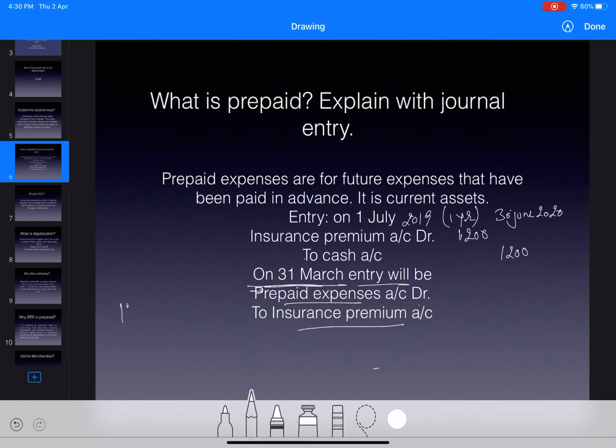See, we have paid 1200 rupees for the whole year. Now for 3 months we have paid in advance, so we'll calculate the insurance premium for 3 months, that is 300 rupees. So when we are paying, the entry will be insurance premium account debit to cash account, and on 31st March the entry will be prepaid expenses account debit to insurance premium account.